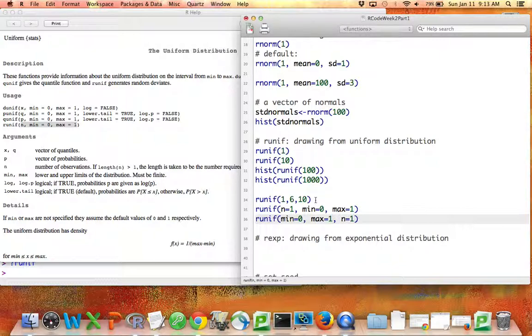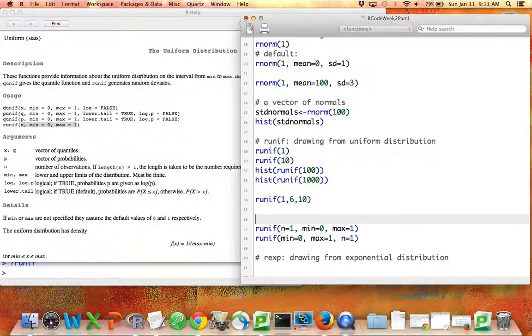But if I want, I can specify the arguments in the correct order, in the order specified in the help page, and leave off their names. So all three, this one's different, but if I put, all three of these things are the same.